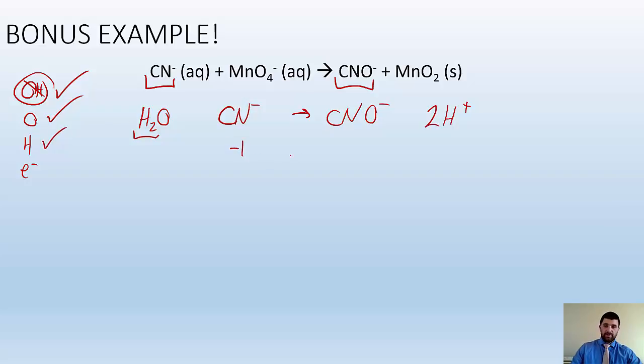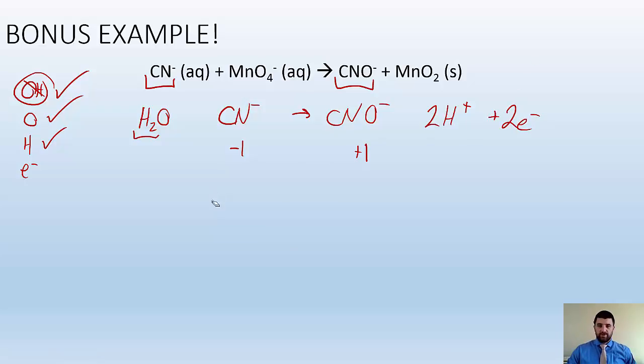Now I got to balance charge. Well, I got a -1 over here, and I have a +1 over here. So how am I going to balance that? How did I get +1? Well, I got two pluses and one minus. So if I got to balance this in charge, I'm going to have to add two electrons onto this side.